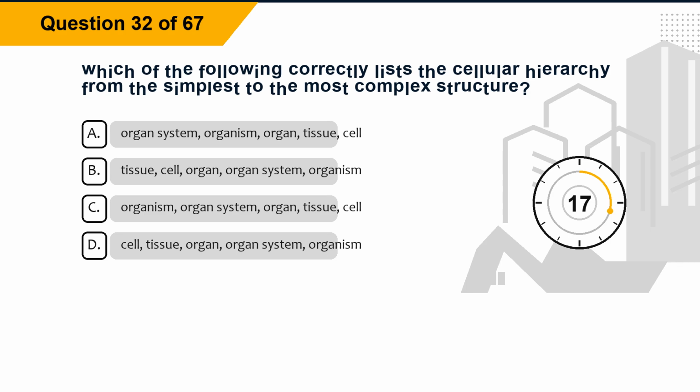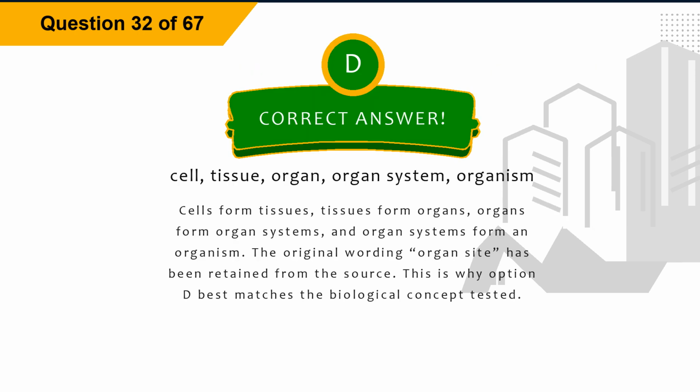Option A, organ system, organism, organ, tissue, cell. Option B, tissue, cell, organ, organ system, organism. Option C, organism, organ system, organ, tissue, cell. Option D, cell, tissue, organ, organ system, organism. The correct answer is option D, cell, tissue, organ, organ system, organism.